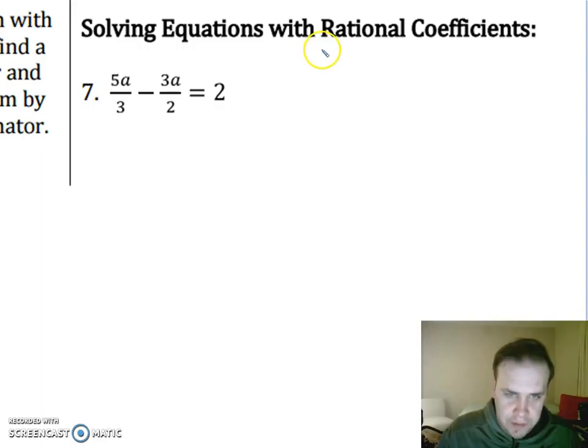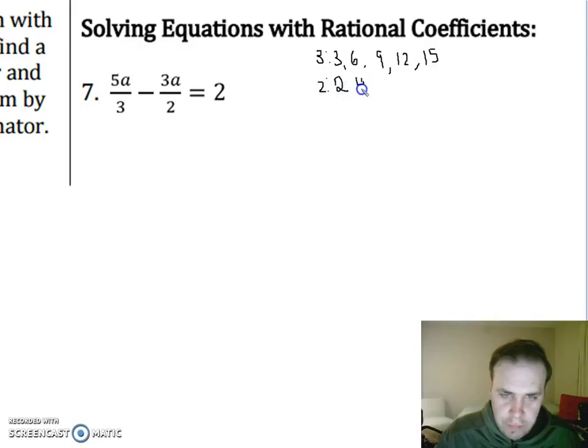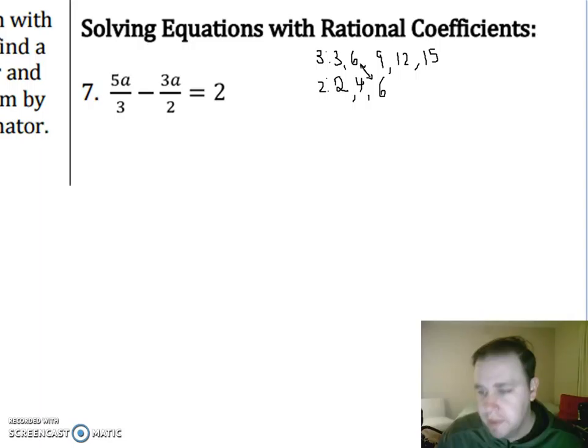Now if we're having a hard time finding a common denominator, because we have a denominator of 3 and a denominator of 2, I can just write out factors, or multiples, if need be. So I'll write out multiples of 3: I have 3, 6, 9, 12, we can keep going if need be to 15. Let's just take a look at 2. So I got 2, 4, 6. Oh, well, 6 and 6 is what I have in common. So it just means I need to multiply everything by 6.